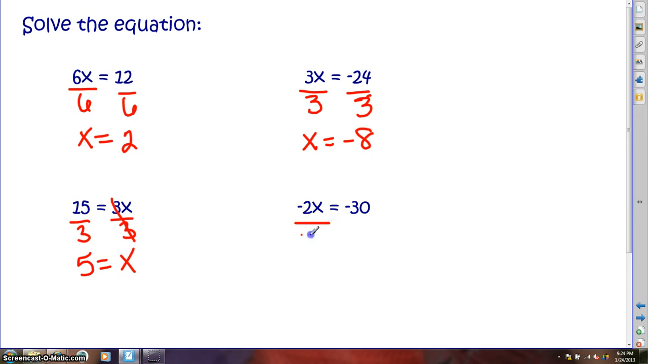And our last multiplication example, remember this doesn't mean subtract 2, it means -2 times x. So to undo multiplication, we use division, and we have to show the division on both sides of our equation because we have to keep it equal. -2x divided by -2 leaves just the x, and -30 divided by -2 is +15, not negative. So we need to get rid of that negative sign out front. It's just +15.